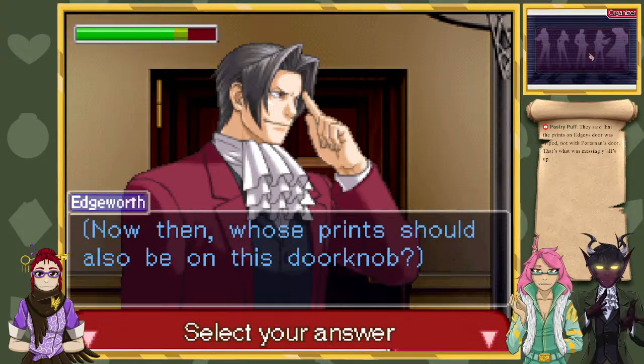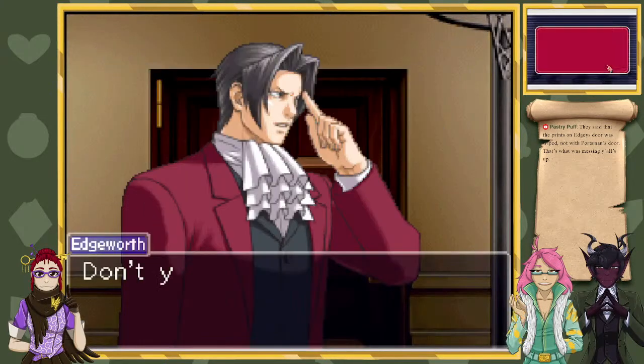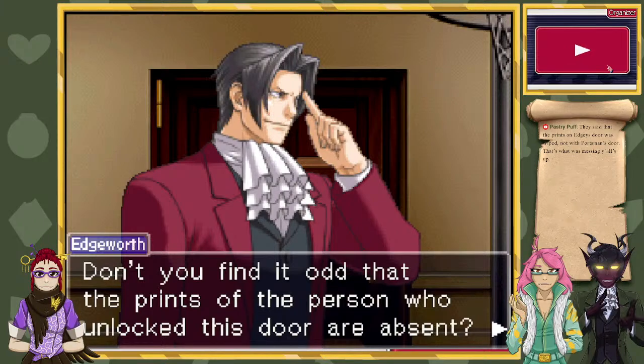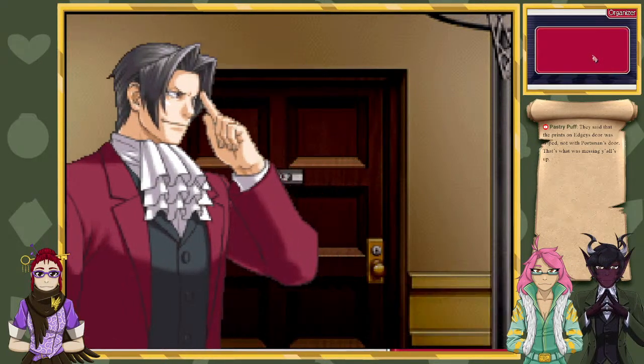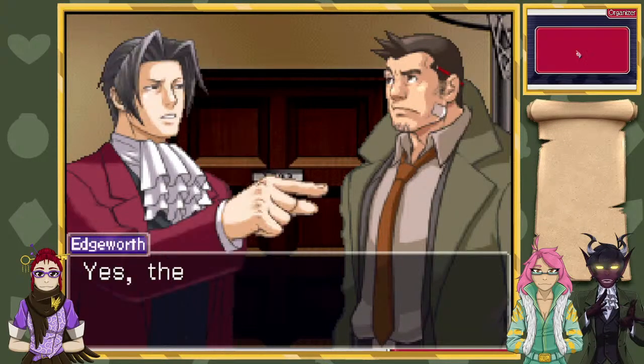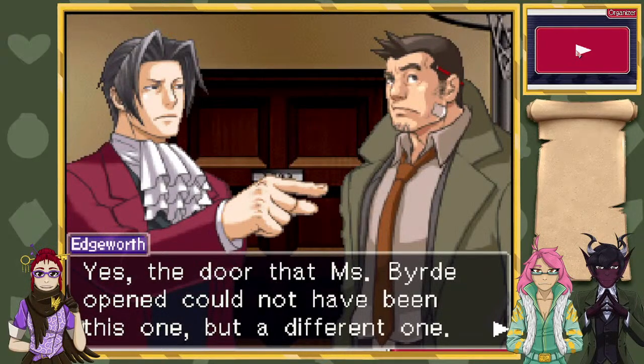Maggie Bird. Yes, Maggie Bird. Present. Nice. Gotta find where the present button went. Yeah, it's in a weird spot. Do you find out that the prints of the person who unlocked this door are absent? You mean you have to touch the doorknob to unlock a door? I don't.